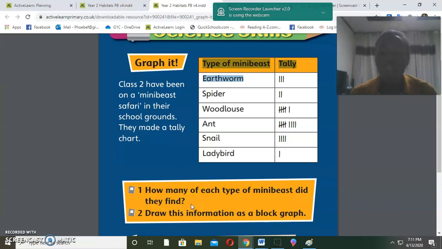So you are going to write down. Earthworm, how many? You're going to write 3. Spider, how many? You're going to write 2. Woodlouse, how many? 6. Ants, how many? You are going to count and write. Snail, how many? You are going to count and write. Then the last question: draw this information as a block graph. Okay, so now we are going to try to do the tally together so that we see how we are going to answer the questions.